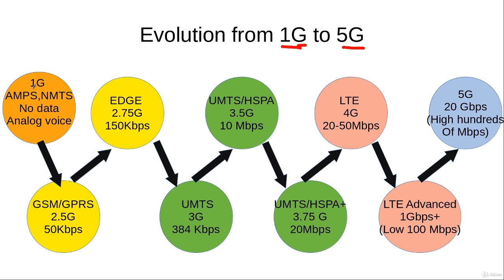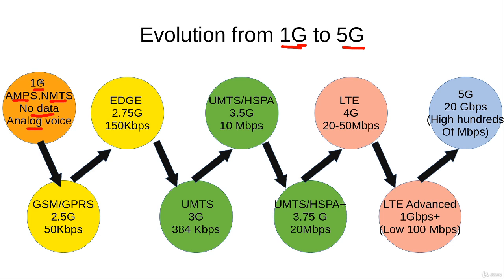And the most famous 1G systems were AMPS and NMTS. And these 1G systems were analog systems. That means that they did not provide any data services, they only provided analog voice services.